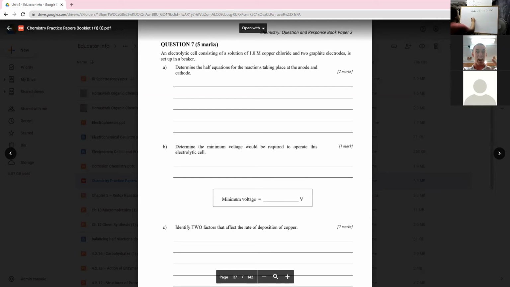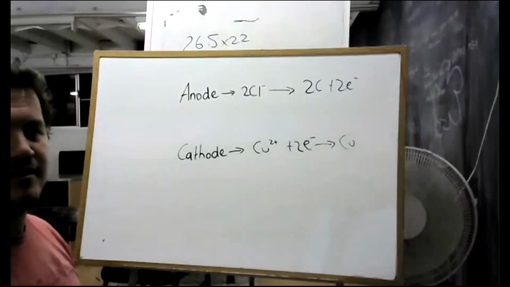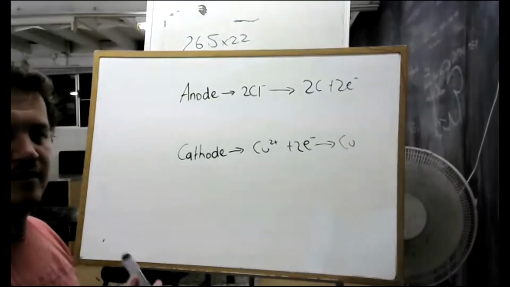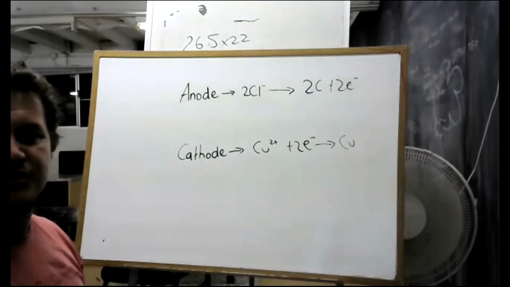So in this case, what we're actually seeing is the negatively charged chlorine is being oxidized and the copper is being reduced.